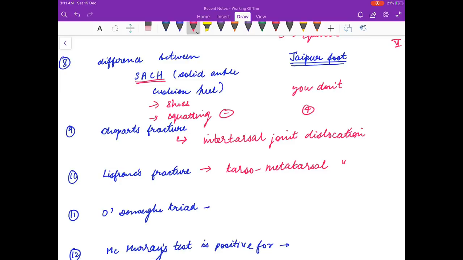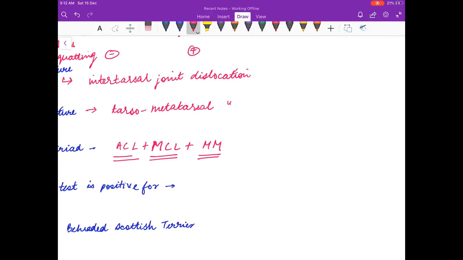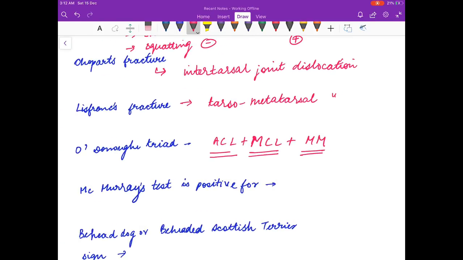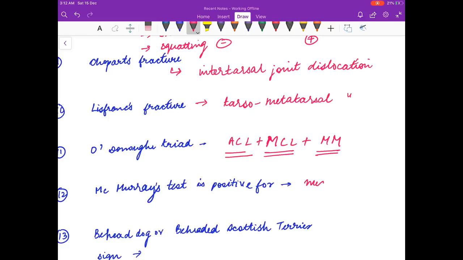What is O'Donoghue triad? O'Donoghue triad is involvement of ACL plus medial collateral ligament plus medial meniscus. Anterior cruciate ligament, medial collateral ligament and medial meniscus. McMurray test is positive for injury of medial meniscus.